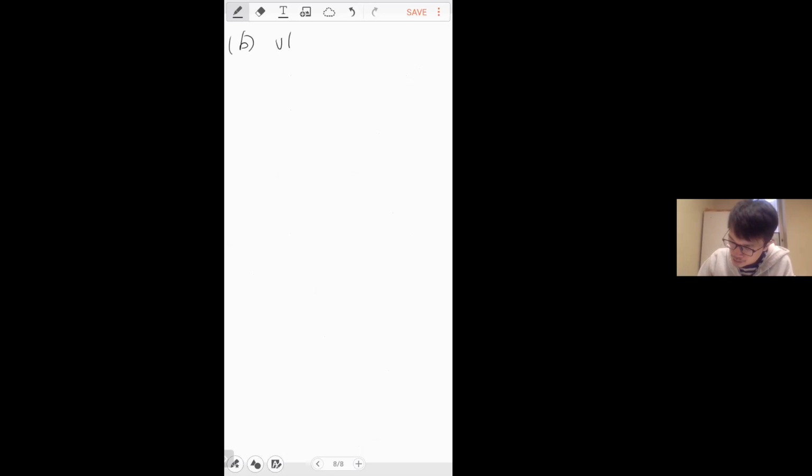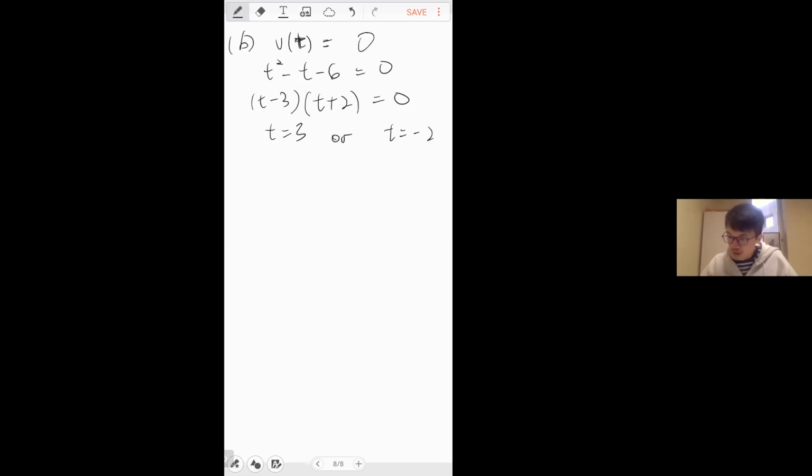So part B, you need to set the velocity to be 0 first. The velocity was t squared minus t minus 6 equals 0. That's the same as t minus 3 times t plus 2. And so t equals 3 or t equals negative 2. The time has to be positive though, so this one is not possible, which means t has to be 3. Is it okay?